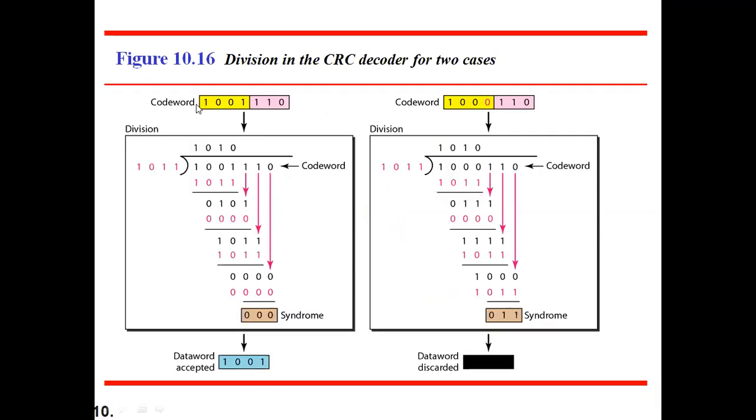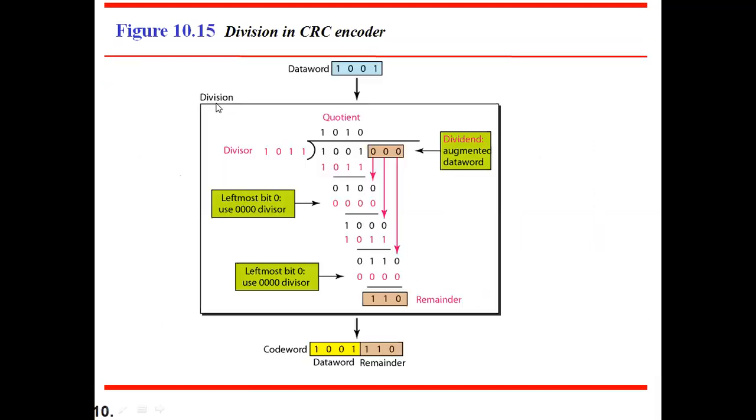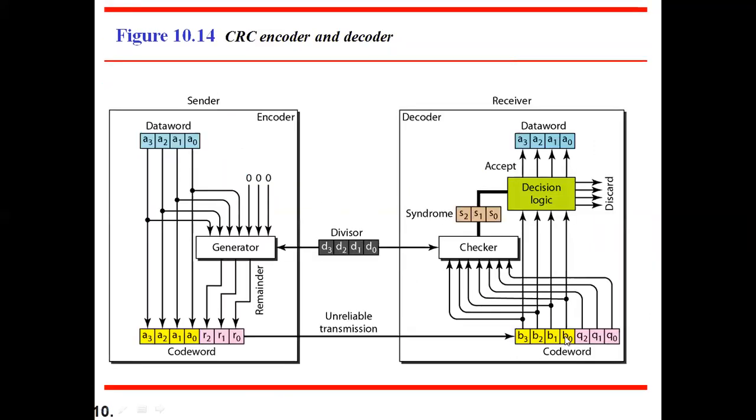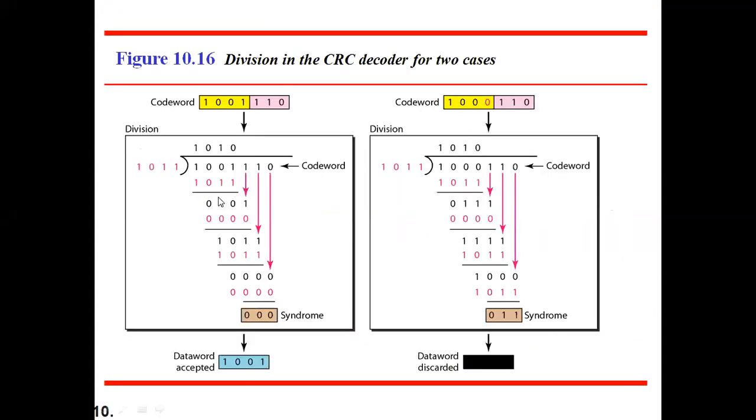Now the code word we will receive at the receiver side, as already seen in the diagram. The entire code word, after we have added the remainder, will be received at the receiver side. So take that entire code word, and again the divisor is going to be the same. Whatever divisor we have used at the sender side, the same divisor has to be used at the receiver side also. There we have used 1011, use the same, and start dividing again.